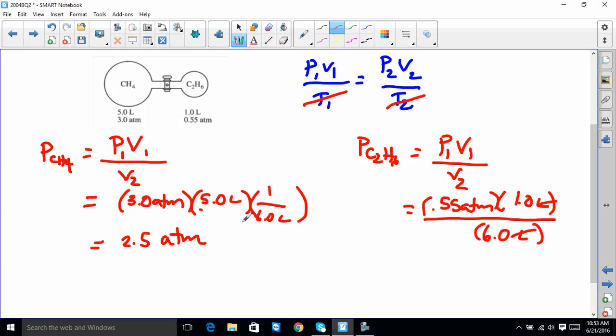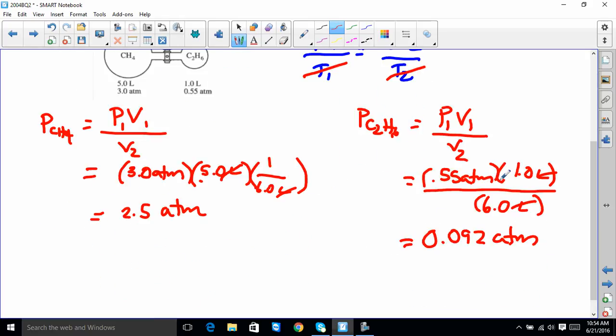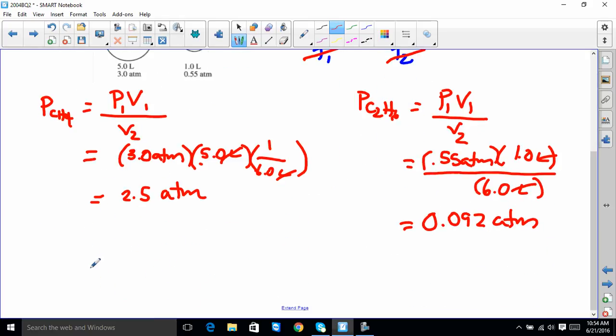And what happens is, probably should show you, these cancel. When you multiply, you count sig figs: 2, 2, 2. And when I do this on my calculator, I get 0.092 atmospheres. And so now going back up here to this first idea, the total pressure is the sum of the individual pressures. And so the new pressure is going to be 2.5 atmospheres plus 0.092 atmospheres.